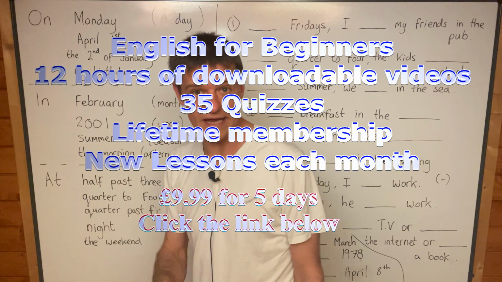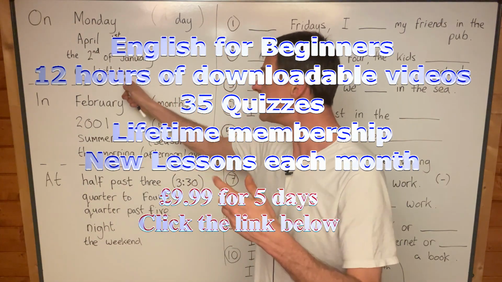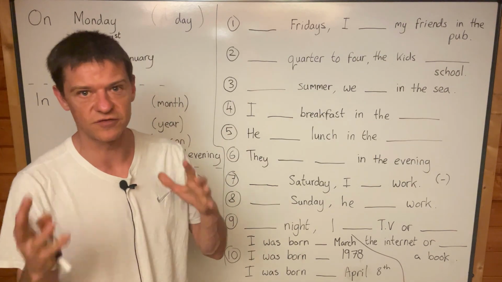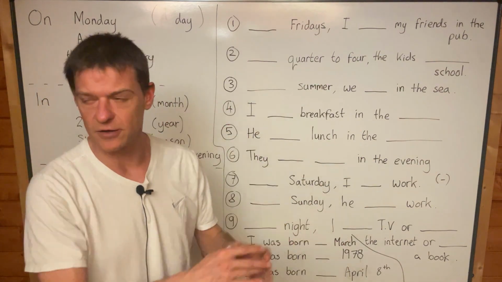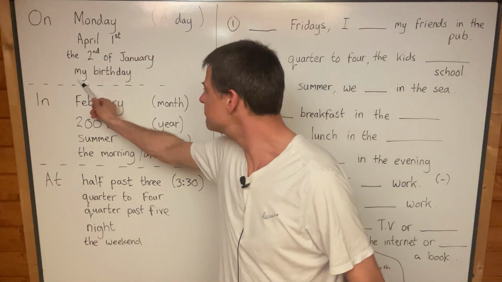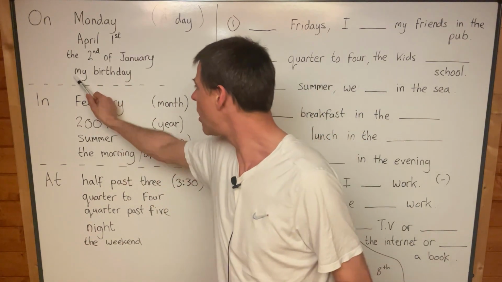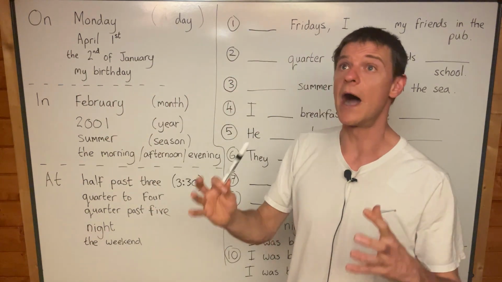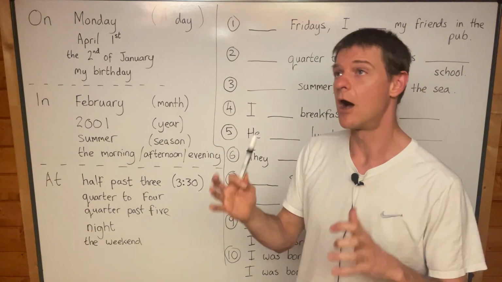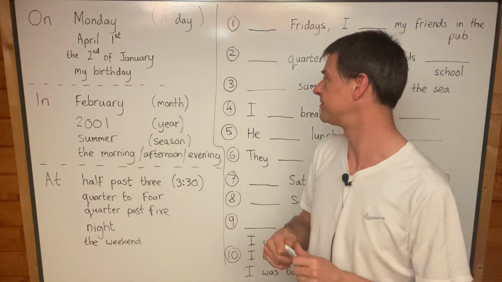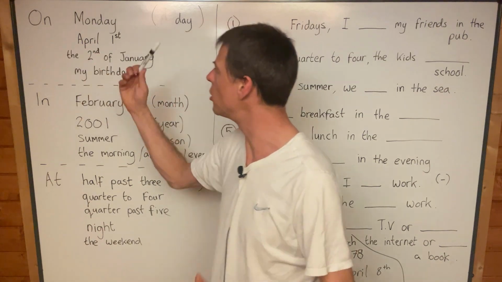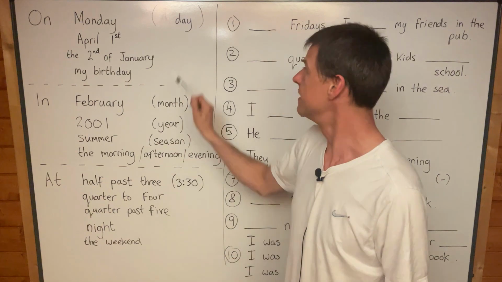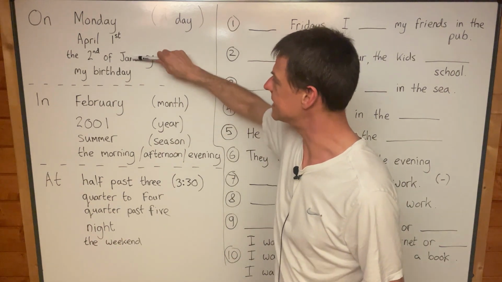And my birthday, the day I was born 43 years ago, is my birthday. And so we say on my birthday, I will have a party. I will see my friends. So on Monday, on Tuesday, on April the 1st, on the 2nd of January, on my birthday. Because these are all day.